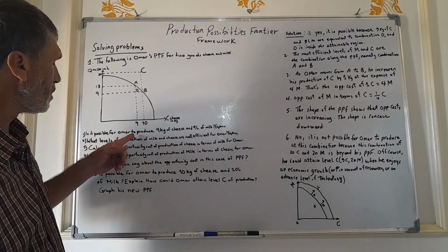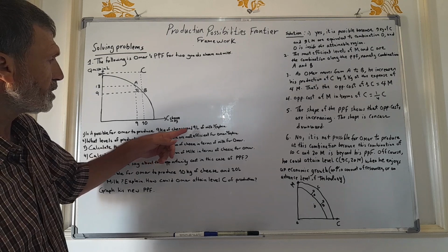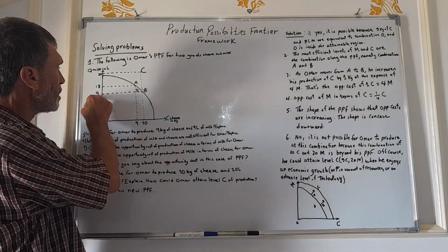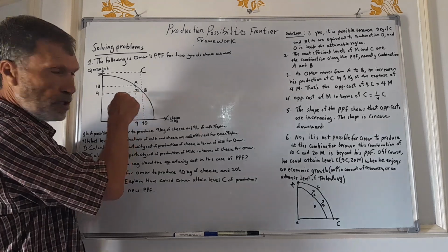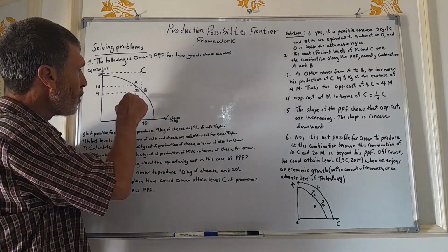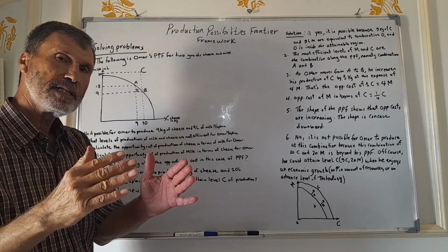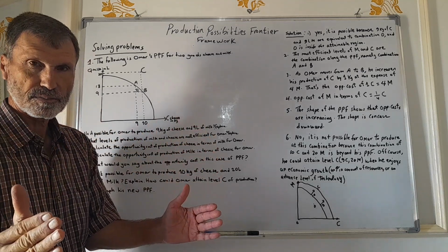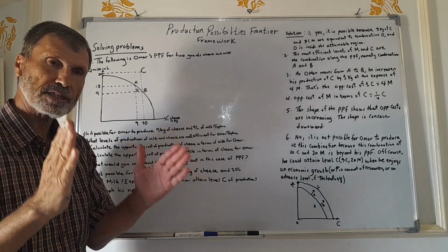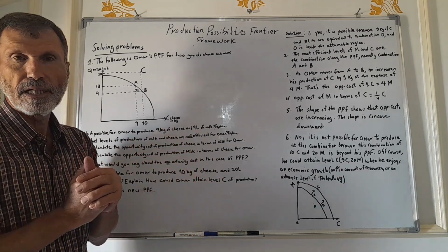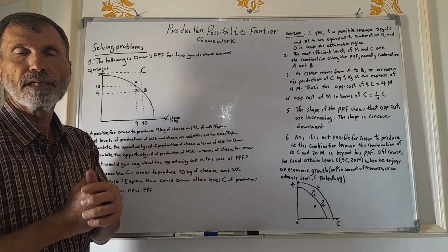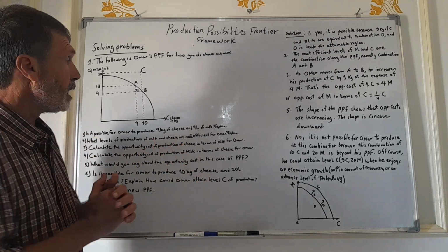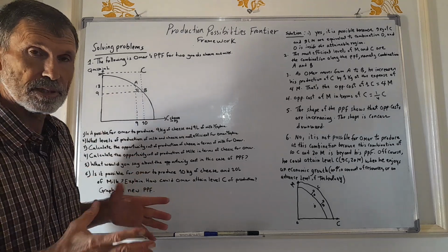Is it possible for Omar to produce 9 kilograms of cheese and 9 liters of milk? This is 9 kilograms of cheese, and this is 9 liters. It's at point D. As you can see, point D is inside the PPF, or inside the attainable region, the ones we discussed when discussing the concepts in the lesson. So yes, it is possible.